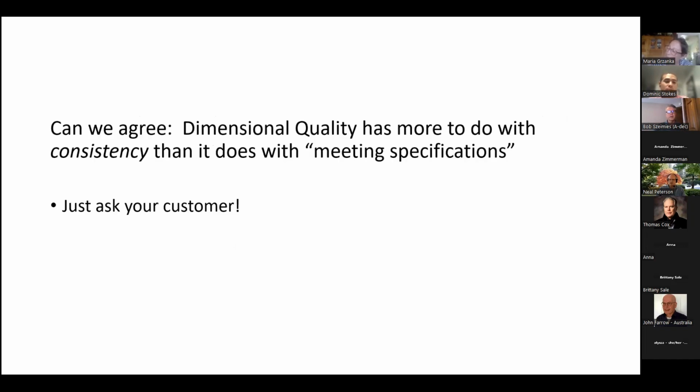Not arguing? Okay. So can we agree dimensional quality actually has more to do with consistency than it does with meeting specs? Your customers will not say, just send me anything in spec. That's not what they'll say. They don't even know what your specs are. They'll say, give me parts that fit together right, consistently.